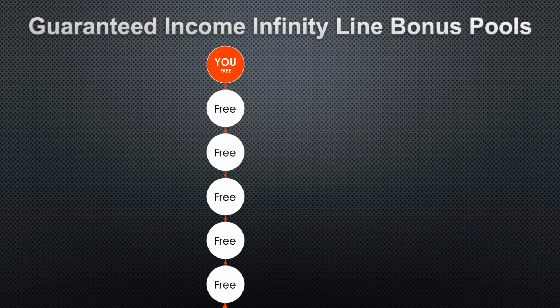Now, the guaranteed income infinity line bonus pools, that's how you can be guaranteed income. And the way that this works is you take the infinity line that's being formed and created right now that has roughly 60,000 people in it. One line with 60,000 people. And most of those people, based on how this works, you can leapfrog above them. By qualifying as an apprentice member, you can move over into the apprentice infinity line.